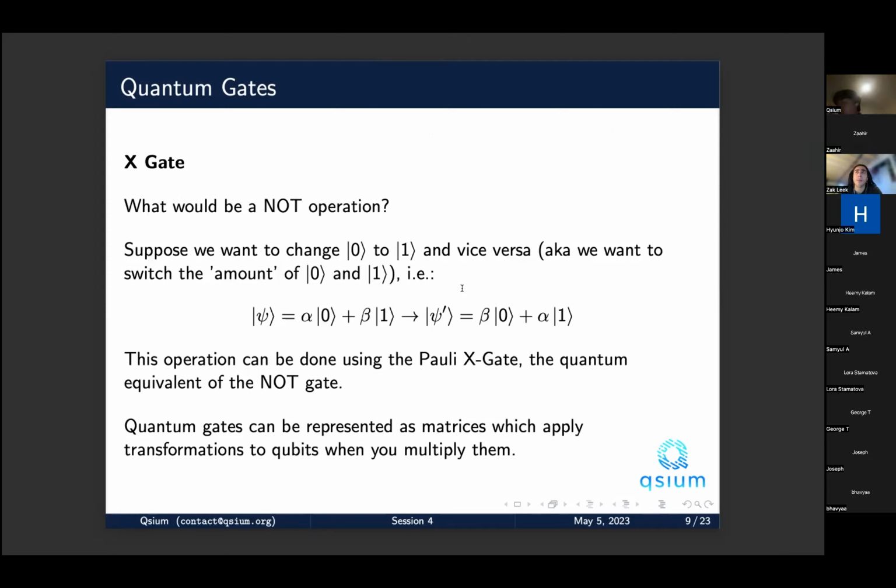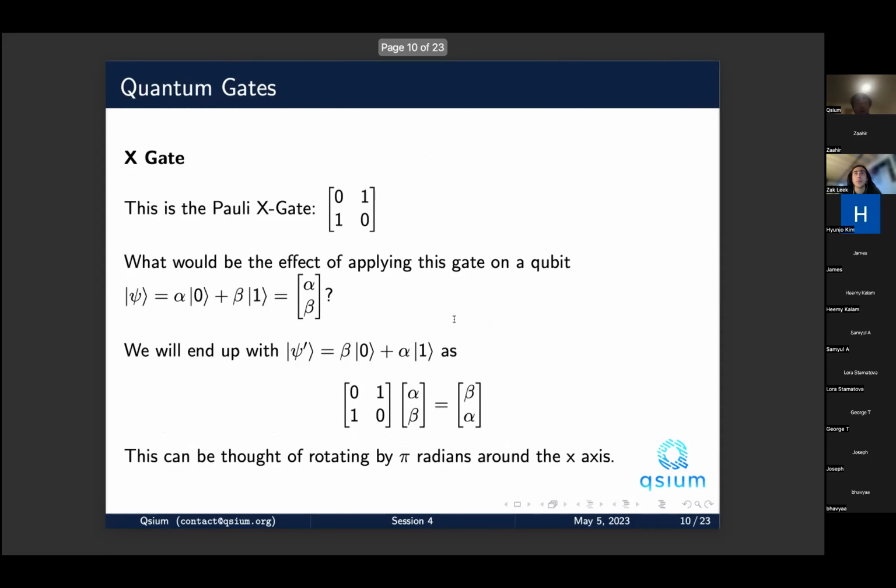Now, what would be the NOT operation? In classical computing, a logical NOT operation turns 1 to 0 and 0 to 1. So what is the analogous quantum gate that turns ket 0 to ket 1, and vice versa? It turns out it's what we call the Pauli X gate, or just the X gate, and we use matrices to find what these gates are. So this is the Pauli X gate.